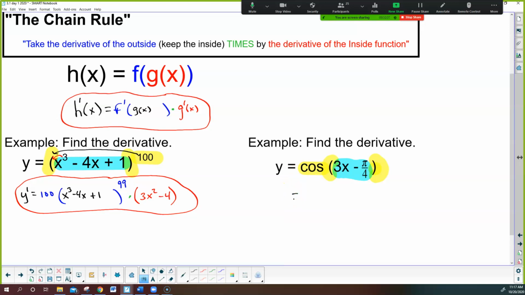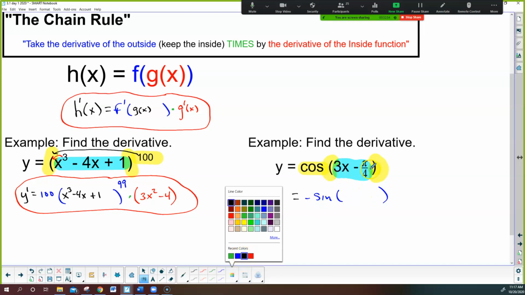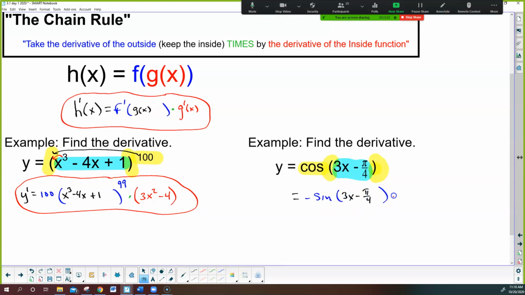So here's what I mean by on the test. A lot of students would do this. They'd say y equals, and then they'd just say, okay, cool. I'm going to take the derivative of the outside. So the derivative of cosine is negative sine. Derivative of the outside. Keep the inside exactly the way it is. And then we're going to multiply by the derivative of the inside.